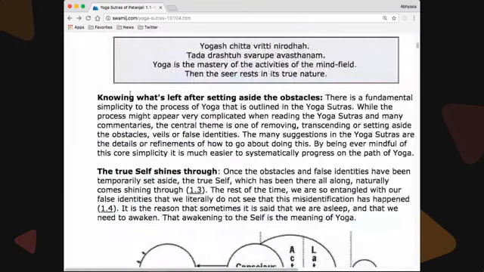Yoga, knowing what's left after setting aside. There is fundamental simplicity to this process. While the process appears complicated, there is a simplicity to it. The central theme is one of removing, transcending, or setting aside the obstacles, veils, or false identities. The many suggestions of the sutras are details or refinements about how to go about doing this.